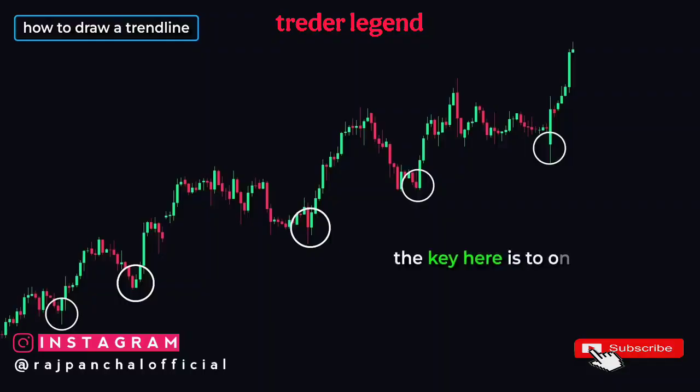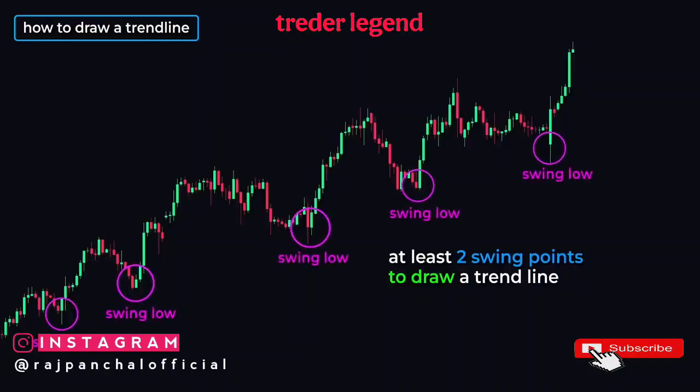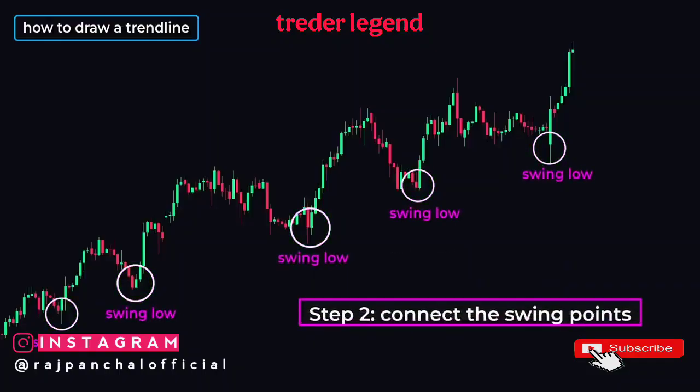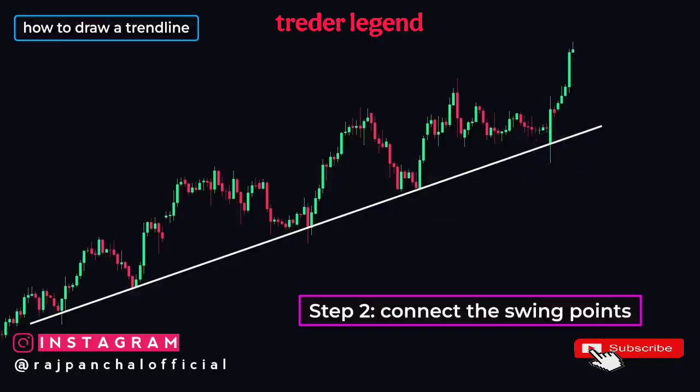However, the key here is to only mark the swing points that are major and obvious to spot. So, only mark the ones that stand out. Now, there needs to be at least 2 major swing points in order for us to be able to draw a trend line. In this case, we have more than enough. So, once you've identified them, simply draw a straight line connecting them. So that's going to be your trend line.